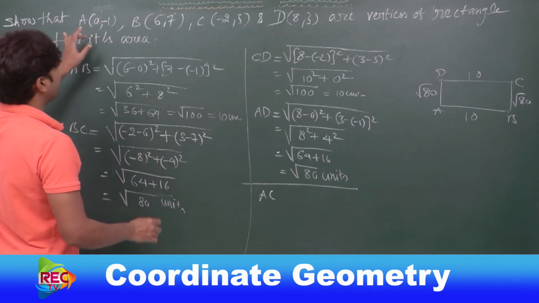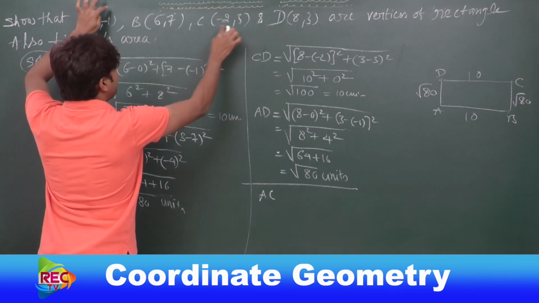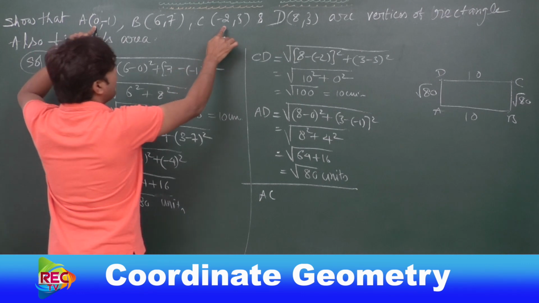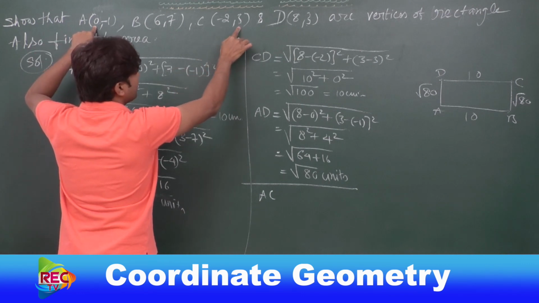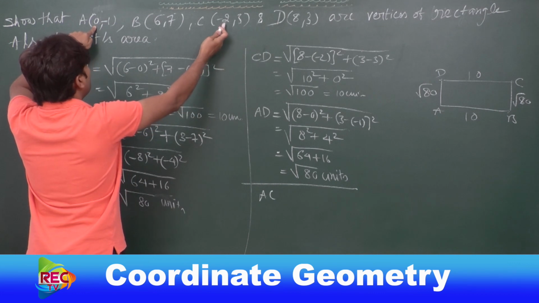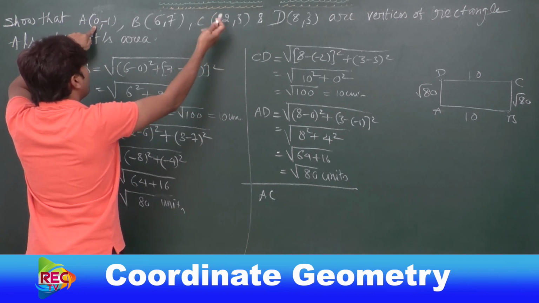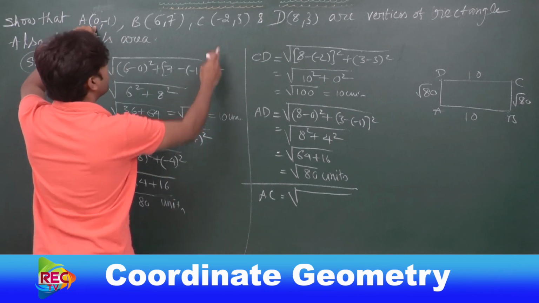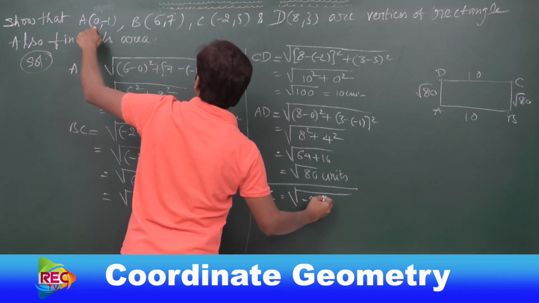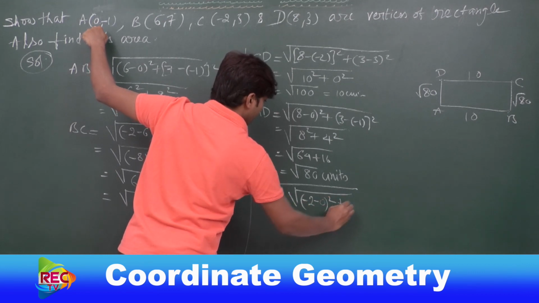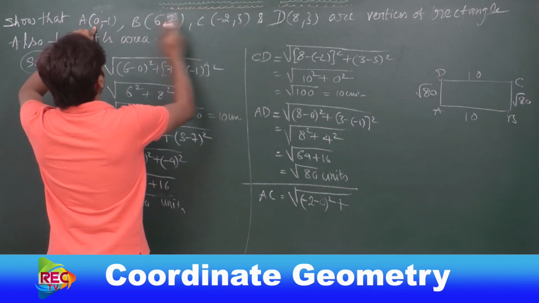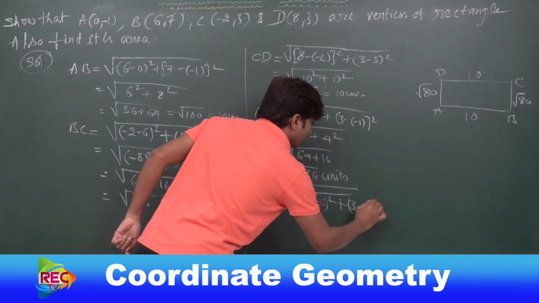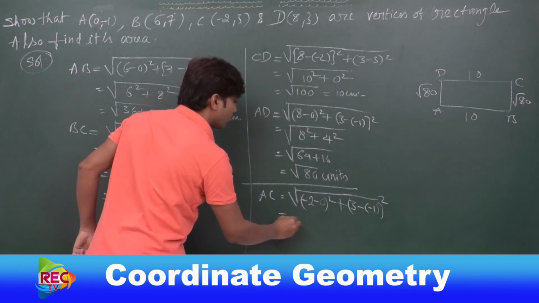To find the length AC, this is point A and this is point C. Find the distance between them. Here 0 is x1 and minus 1 is y1, and minus 2 is x2 and 3 is y2. Put them in the formula: x2 minus x1 whole square. x2 is minus 2, so minus 2 minus 0 whole square, plus 3 minus of minus 1 whole square.